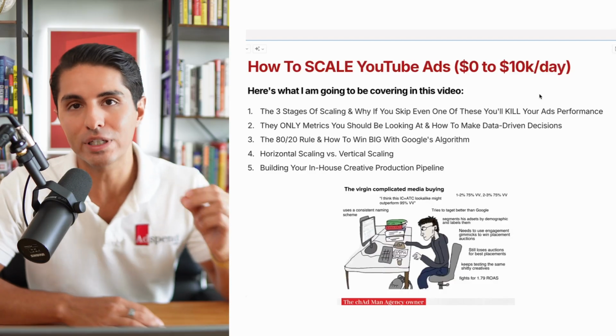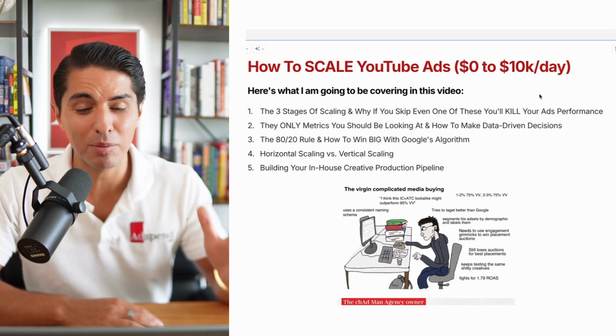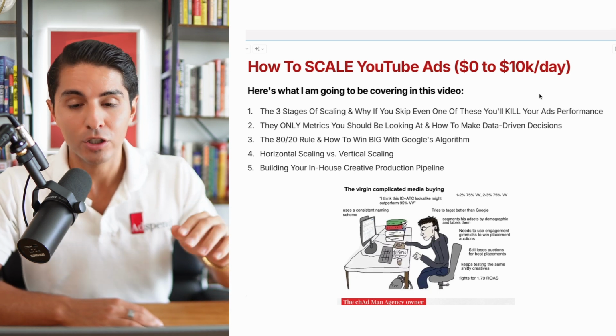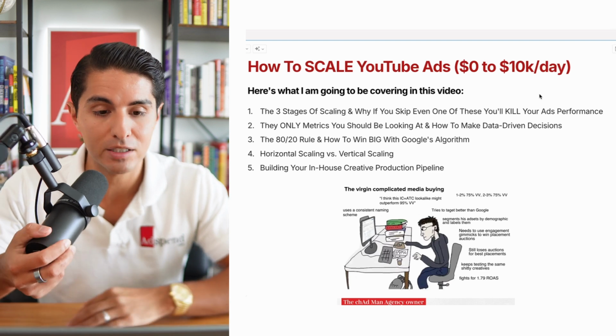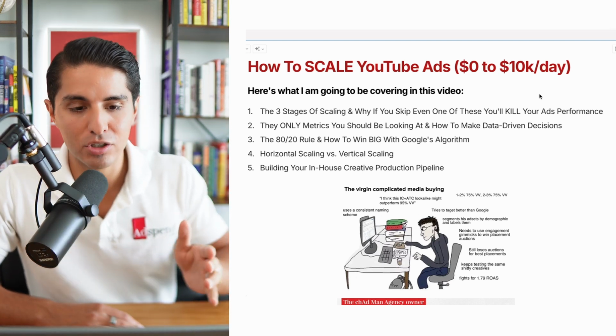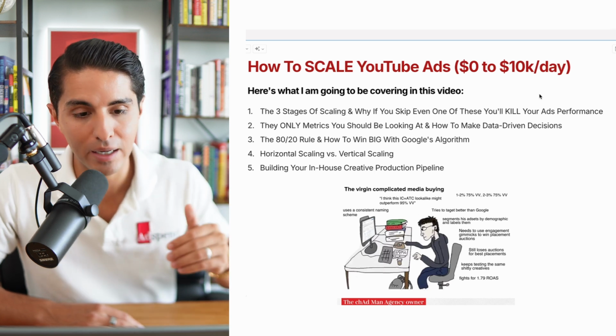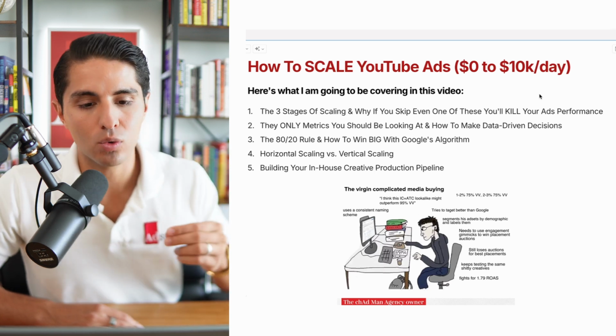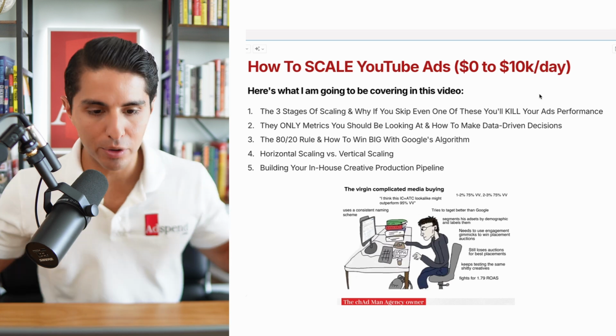Number one, the 3 stages of scaling and why if you skip even one of these stages, you'll literally kill your ads performance. Number 2, the only metrics you should be looking at and how to make data-driven decisions to get more performance out of your campaigns. Number 3, the 80-20 rule and how to win big with Google's algorithm to continue scaling.